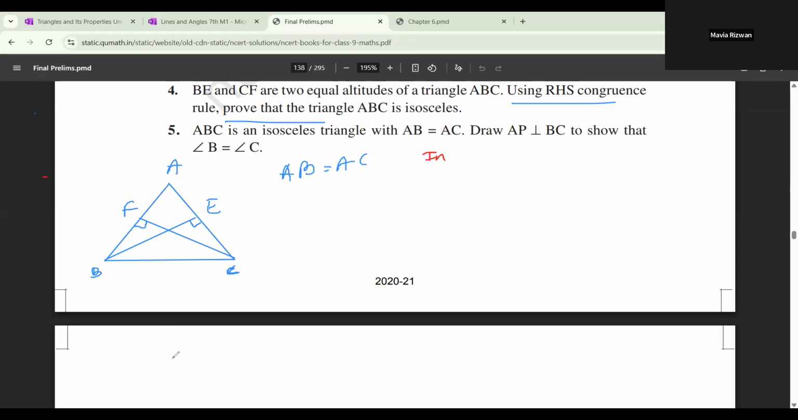What I was saying is, see, we have this. Actually, we haven't missed out much. We have triangle ABC, right? They are saying in this triangle ABC, CF and BE are two altitudes which are equal. CF is equal to BE. They are altitudes, and they are equal.